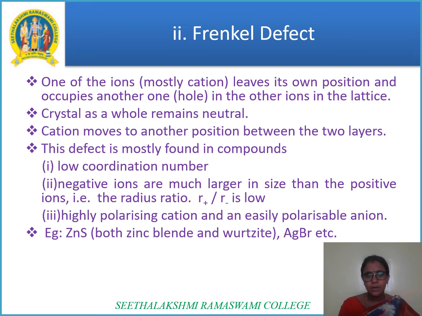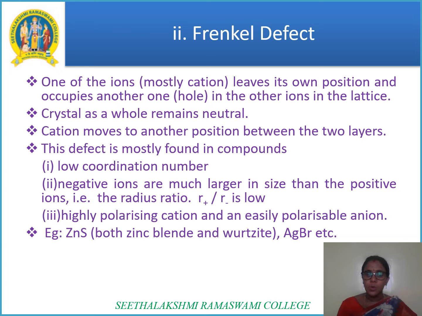Frenkel defect arises when one of the ions leaves its own position and occupies an interstitial position in the lattice. Cations, being smaller in size, are more likely to leave their position and enter the interstitial position in the lattice. Since the number of cations is equal to the number of anions, the crystal as a whole remains neutral. In this defect, the cations move to another position between the two layers. Therefore, the cation is surrounded by a greater number of anions.